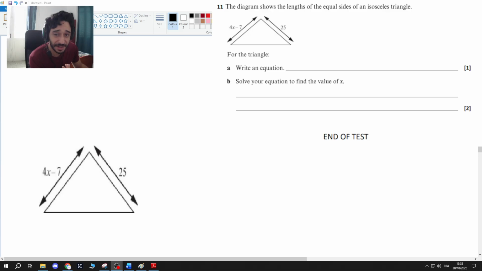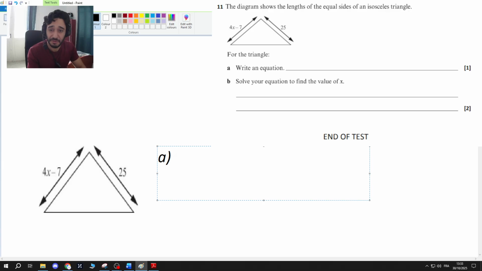So what does that mean? That means my answer to A, when they tell me to write an equation, is quite simple. 4x minus 7 is equal to 25. Just look at the triangle. Isn't 4x minus 7 equal to 25? And didn't we just create an equation? If you don't remember the definition of an equation, it is something that has an equal sign and only one variable. We do have our equal sign here, and we have our variable right here, and there are no other variables. So our equation is 4x minus 7 equals 25. This was all you had to do for question A.